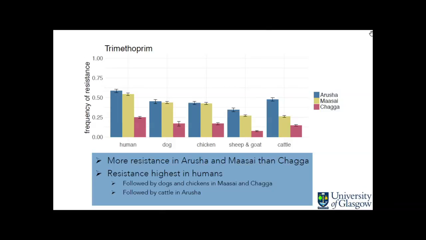You can see that levels of resistance are generally higher in the Arusha and Maasai than in the Chaga, and the resistance is highest in the human population, followed by dogs and chicken in the Maasai and Chaga, and followed by cattle in the Arusha.